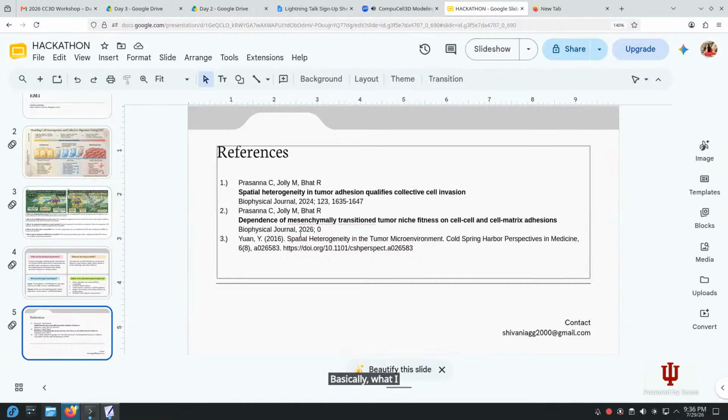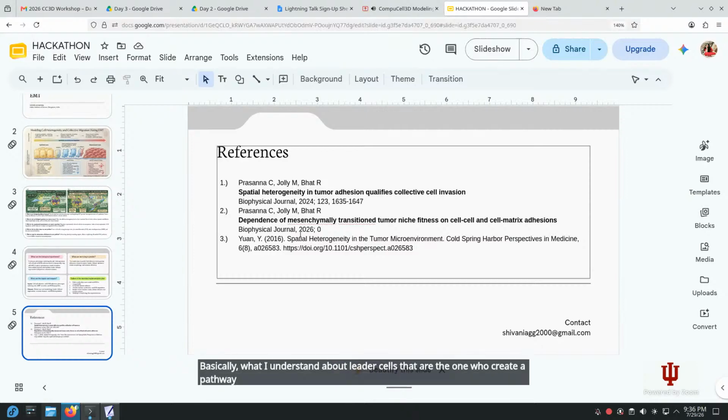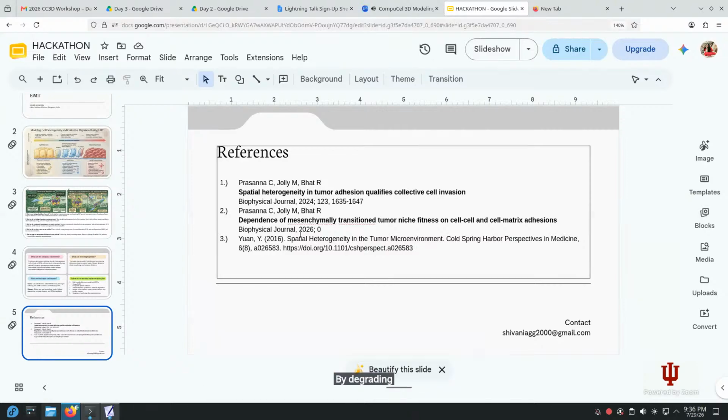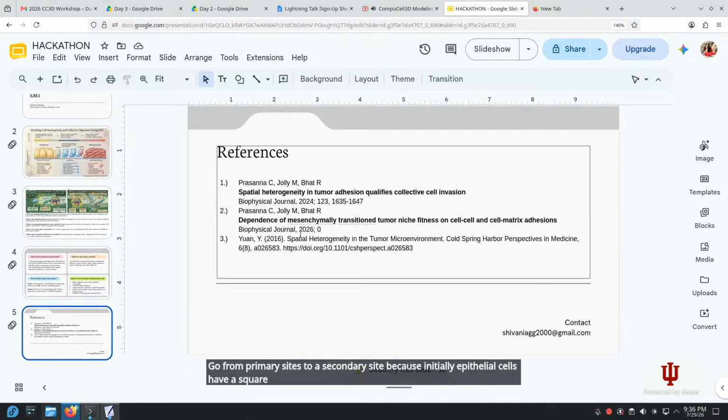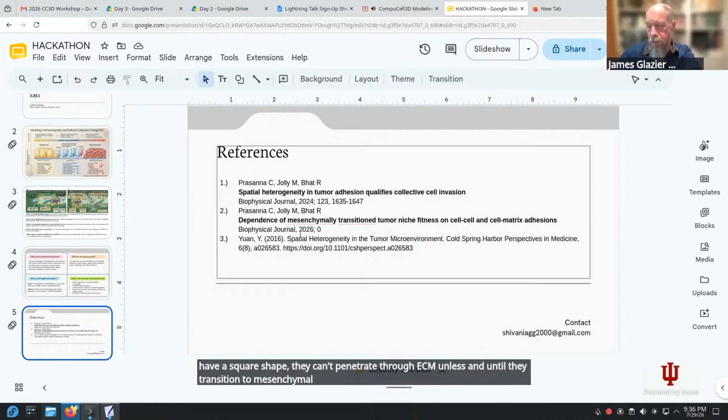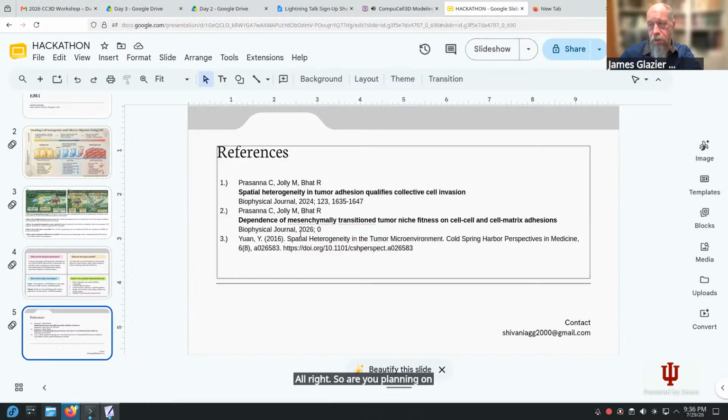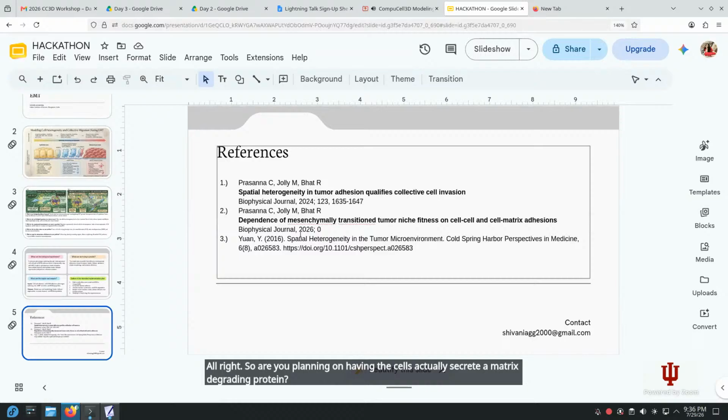Basically, what I understand about leader cells is that they are the ones who create a pathway by degrading the ECM for the follower cells to go from the primary site to a secondary site, because initially epithelial cells have a square shape. They can't penetrate through the ECM unless they transition to mesenchymal. Right. So are you planning on having the cells actually secrete a matrix-degrading protein? Yes, that's what's happening here.